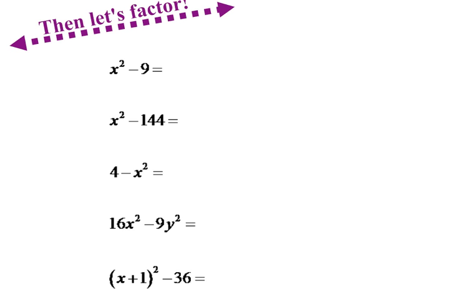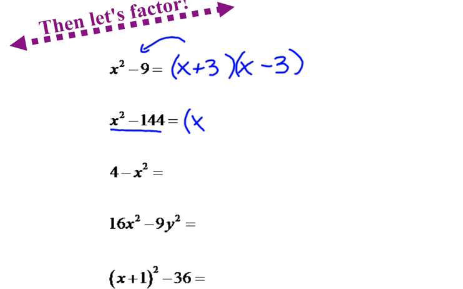So let's factor these. Is this a difference of perfect squares? x squared minus 9. Yes. So that must be x plus 3 times x minus 3. If we multiply that, if we FOIL it, do we get this? Yes. So that's correct. x squared minus 144. They're both perfect squares, and it's subtraction, so we get x plus 12, x minus 12.